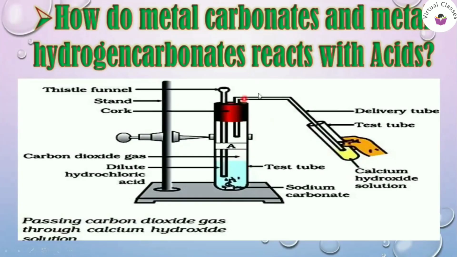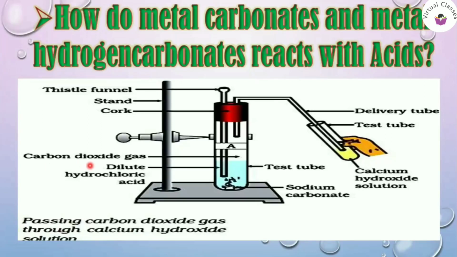When this gas reaches the calcium hydroxide solution, the solution will turn milky from colorless. This milky color indicates the formation of CO2 gas, as the test for CO2 gas is that when it is passed through a solution of calcium hydroxide, it turns milky. Hence, we can conclude that the gas being produced here is CO2.